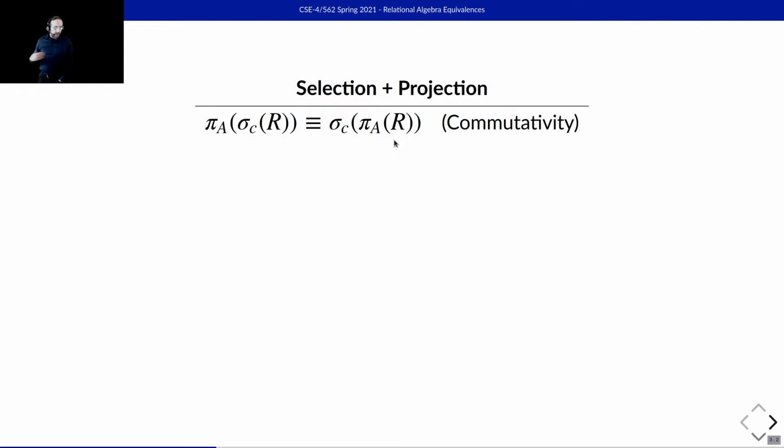So selection and projection fairly often can be commuted with each other. We can flip the order of operations, but only under certain circumstances. There's already a post on Piazza, so I know at least one person has noticed a case where this does not hold. What do I mean by compatible?